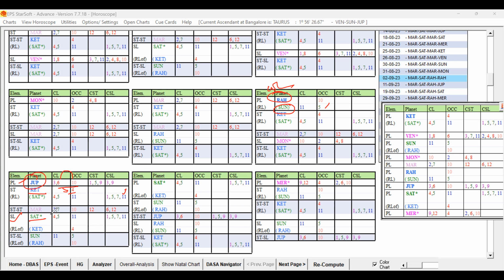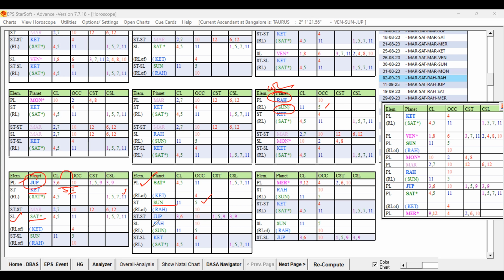Otherwise, Jupiter sub-level Saturn is good only, but the source and effect are having some mixed, some unfavorable grouping. That we have to keep in mind. Now, next one is Saturn. Saturn is good, and Saturn in the star of Sun is also good only.